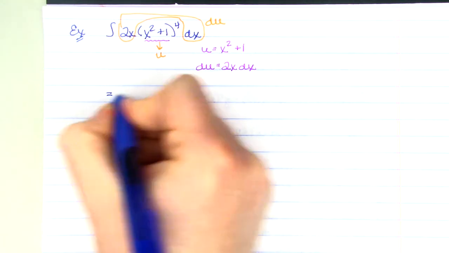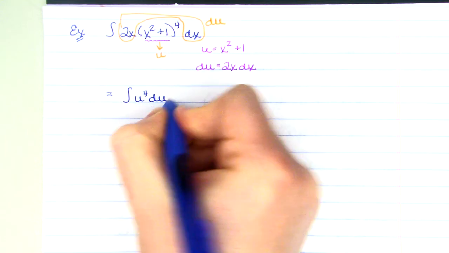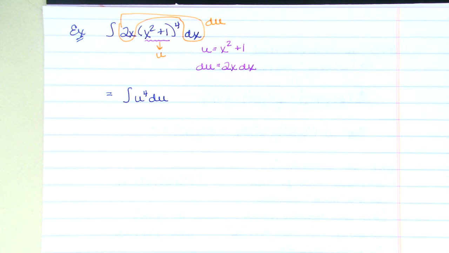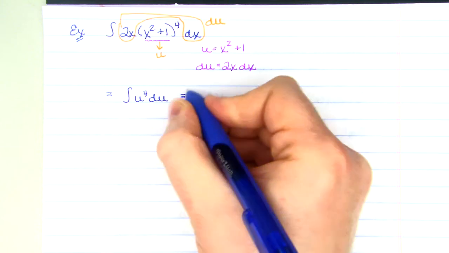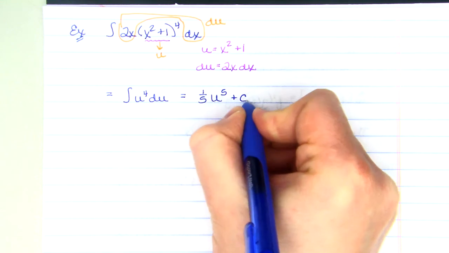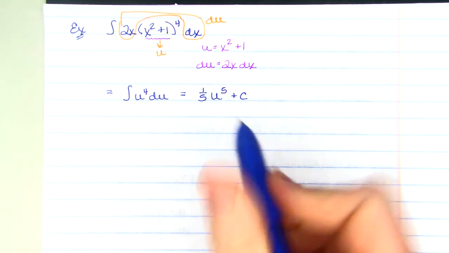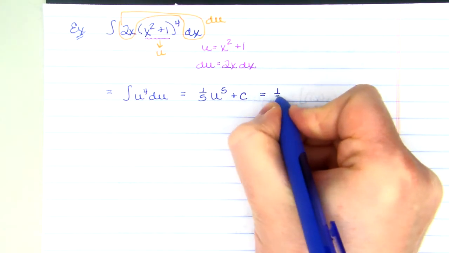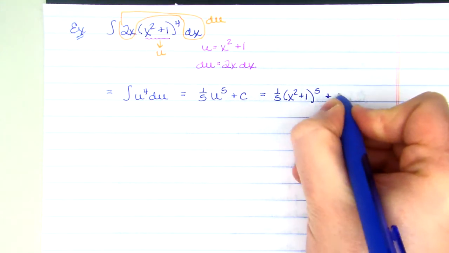I can rewrite this problem as the integral of u to the 4th du. And I get something much easier that I can handle. This is our u-substitution trick. I'm now going to integrate that thing. I'm going to integrate u to the fourth du. I'm going to get 1/5 u to the fifth plus a constant. Only problem is the original problem had x's in it, which means my answer needs to have x's in it. So I'm going to say 1/5 times x squared plus 1 in parentheses to the fifth plus a constant.